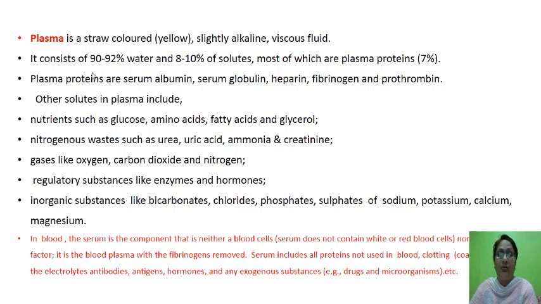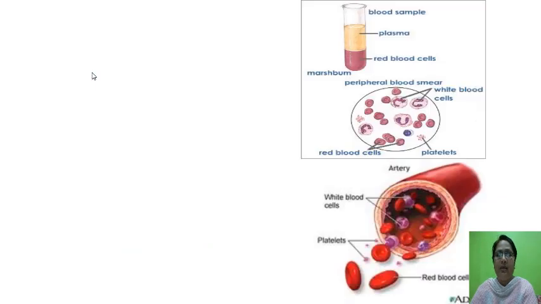Other solutes in the plasma include nutrients: glucose, amino acids, fatty acids and glycerol. Nitrogenous wastes such as urea, uric acid, ammonia and creatinine are also present. Gases like oxygen, carbon dioxide and nitrogen, enzymes and hormones are also present. Inorganic substances like bicarbonates, chlorides, phosphates and sulfates of sodium, potassium, calcium and magnesium are also present in the blood.